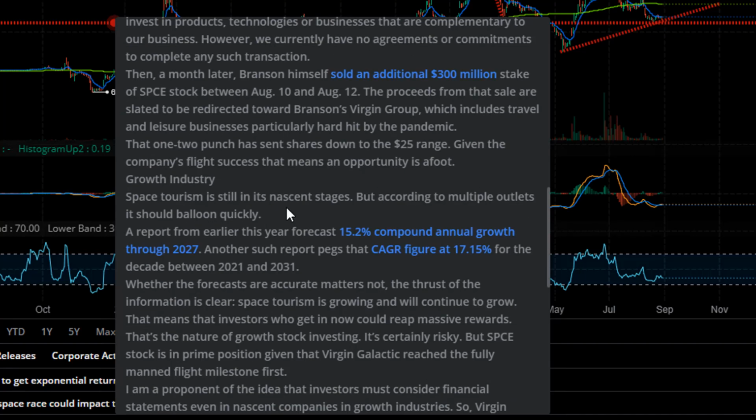But something that I want to point out in this article, which I found very interesting, is that it says space tourism is still in its nascent stages, but according to multiple outlets, it should balloon quickly. So, according to a few different outlets, they don't really specify. They're anticipating a huge rise for stocks like Virgin Galactic, right? And it says that a report from earlier this year forecasts 15.2% compound annual growth through 2027.